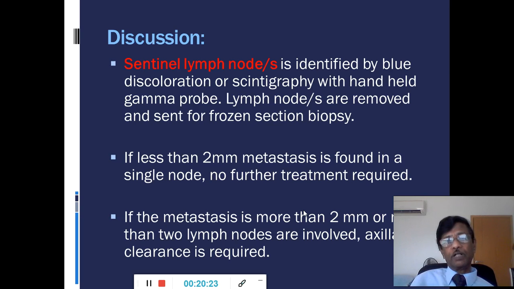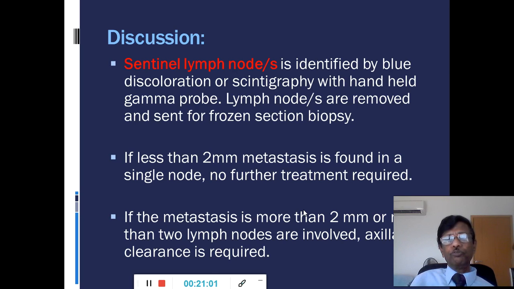Lymph nodes are removed and sent for frozen section biopsy if we are planning the surgery on the breast at the same time. If we are planning at a different time, this can be just sent for the histopathological report. Once the histopathological report has come, we can plan in a proper way. Otherwise, with the frozen section biopsy report, we may have to decide whether axillary clearance is required or not along with the surgery on the breast.